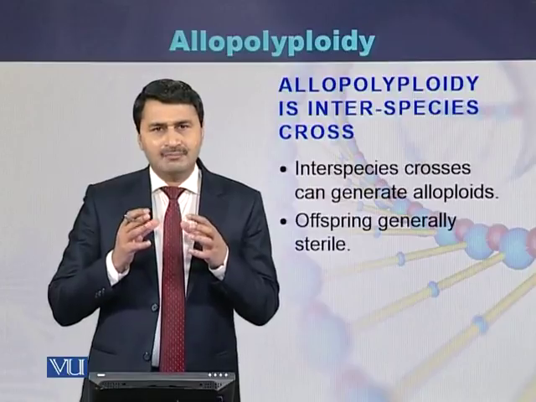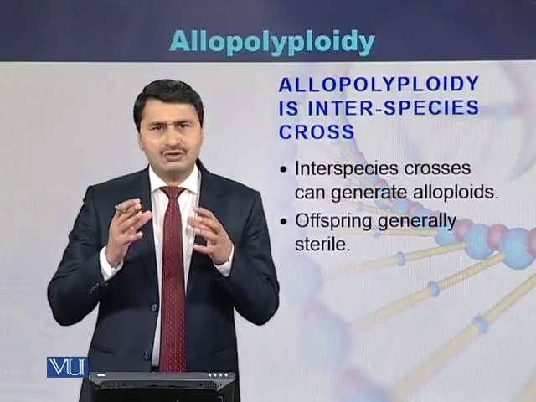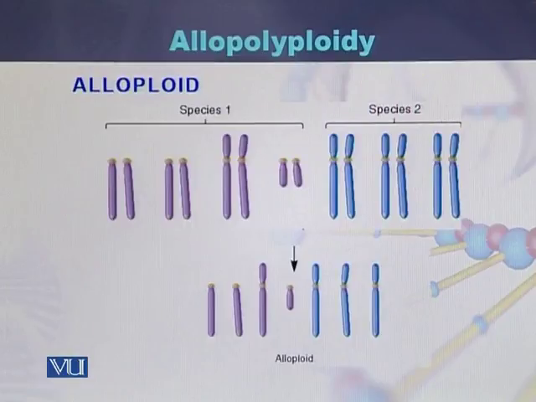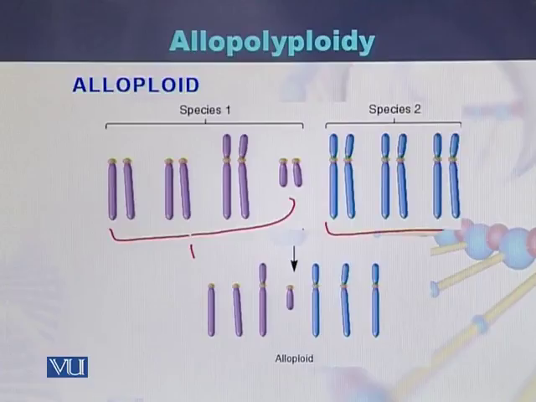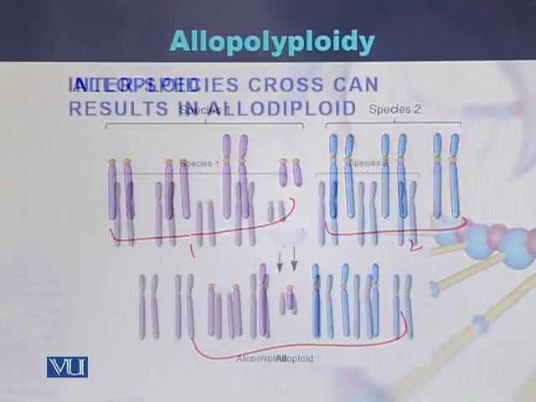Allopolyploidy is a phenomenon that usually occurs between two different species. In this diagram we can see the chromosome sets of two different species. These are the chromosomes of species 1 and these are the chromosomes of species 2. When there is a cross between these two species, the chromosomes come into one organism. Such a phenomenon is called allopolyploidy. So allopolyploids have the chromosomes of one species and from the second species.